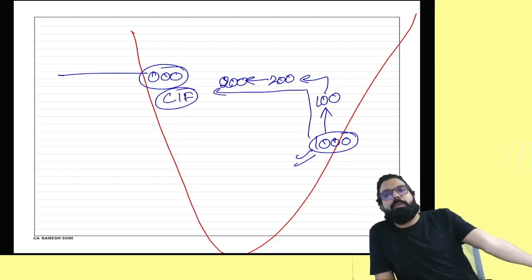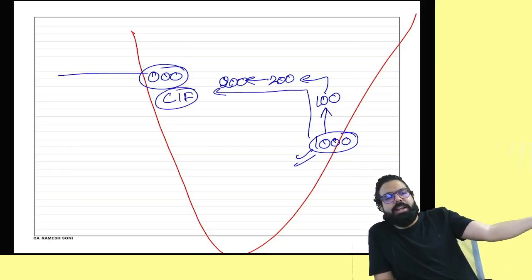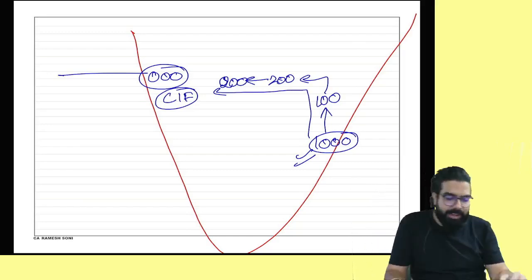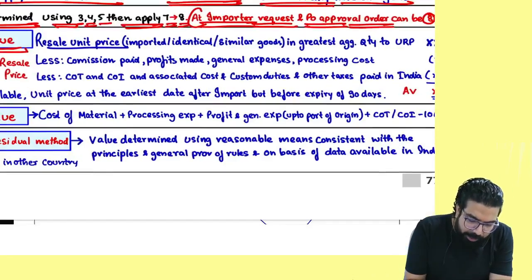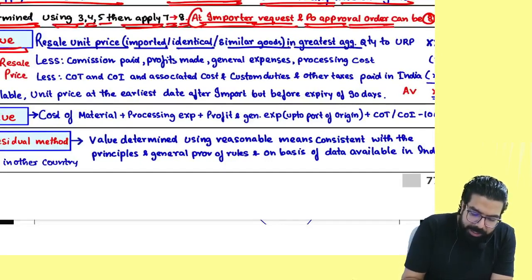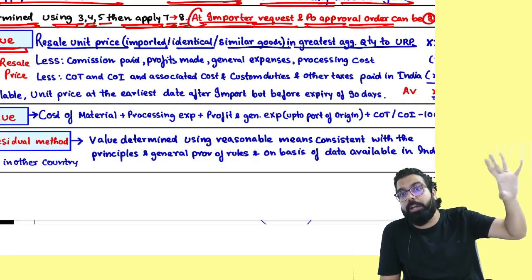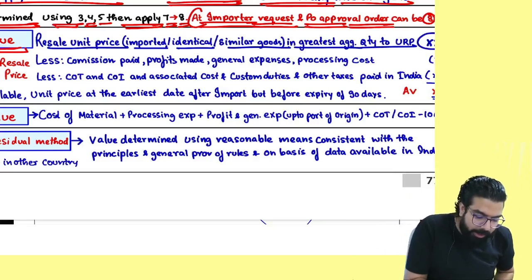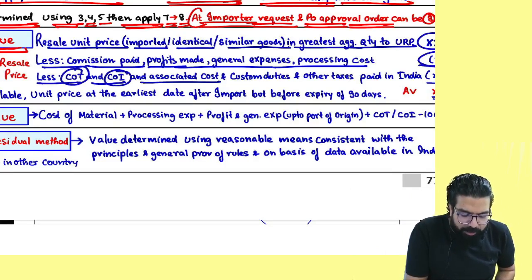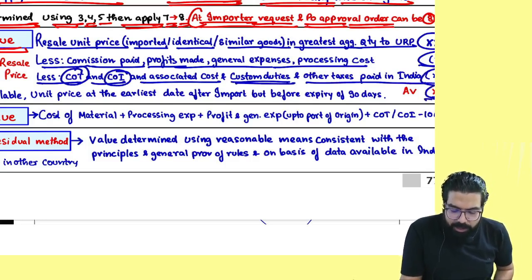Are you guys able to understand? From the India resale price, he will deduct everything and arrive at the price known as the deductive value. How did he arrive at the CIF value? India's resale price. Everyone here. Resale unit price of imported goods or identical goods or similar goods in the greatest aggregate quantity. Whatever sale happened in the greatest quantity, you have to take, less the commission paid, profit, general expenses, processing cost in India, less the cost of transportation, cost of insurance, associated cost and custom duties and other taxes in India, and you will get the CIF value.